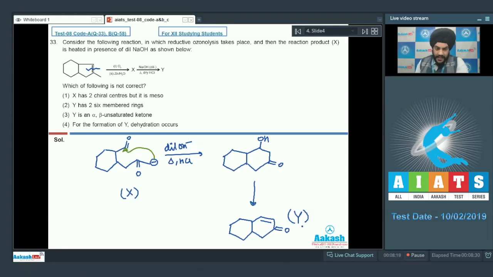So if you look at the options which are given to us, we can see that the first statement is incorrect and we have to select that as the correct answer to this question.